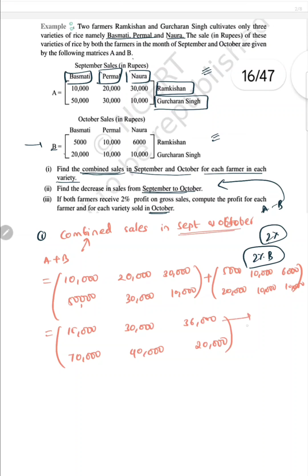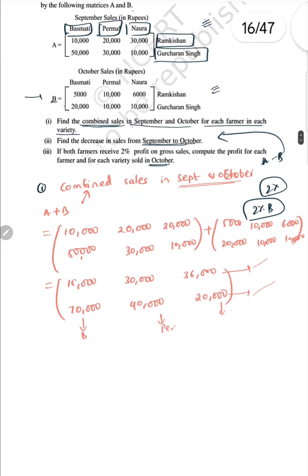So this row corresponds to Ramakrishna and this corresponds to Singh, and this is for the first variety Basmati, this is for Parmal variety, this is for Naura variety. So this is the combined sales in September and October with respect to two farmers and with respect to two varieties of rice.